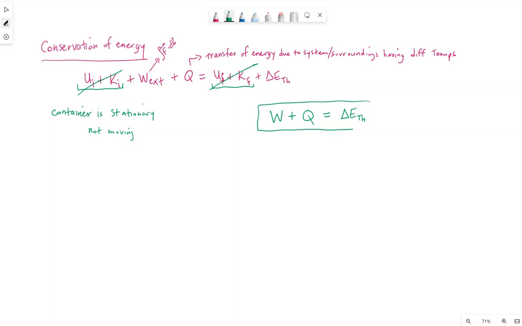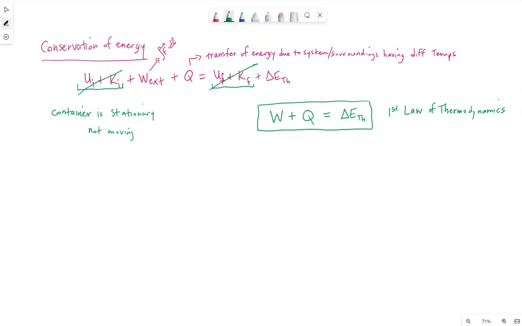This equation right here is called the first law of thermodynamics. It is conservation of energy for any gas system. The gas could be going through a variety of processes. It could be constant volume, constant pressure, just constant stuff. This equation must be satisfied in dealing with our ideal gas processes.